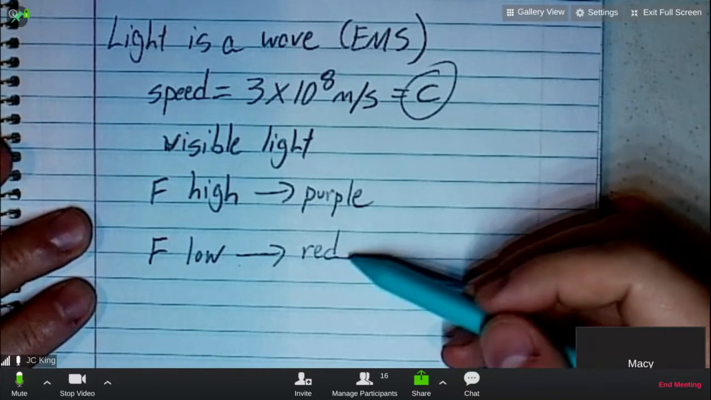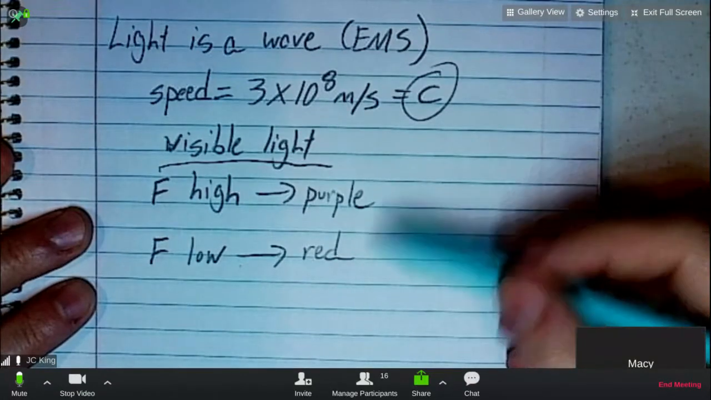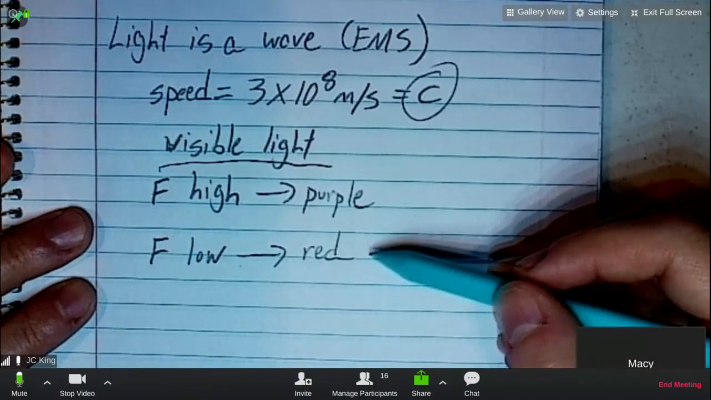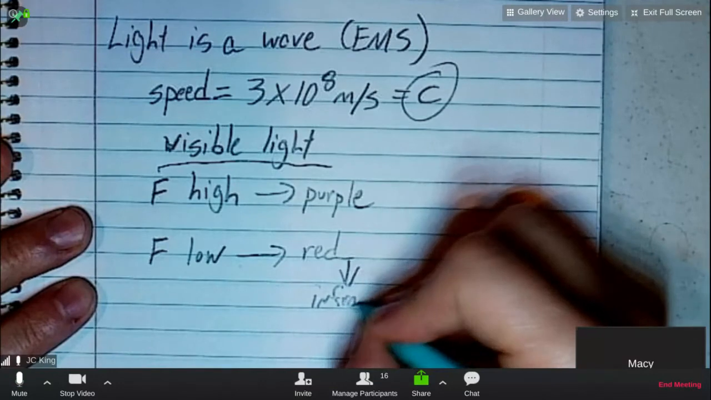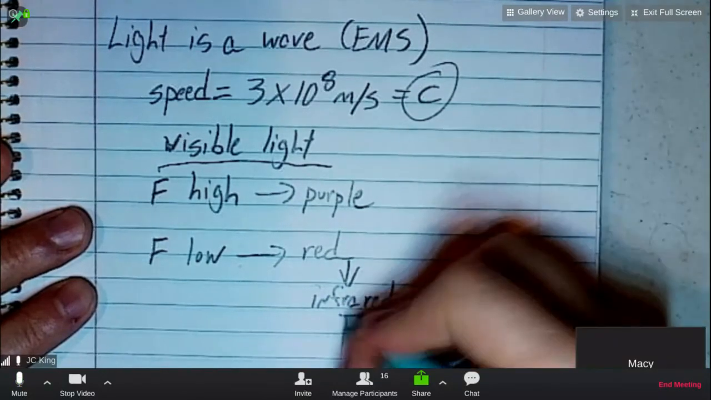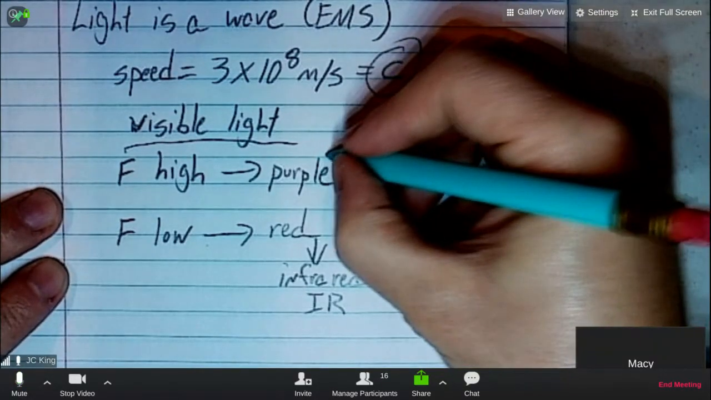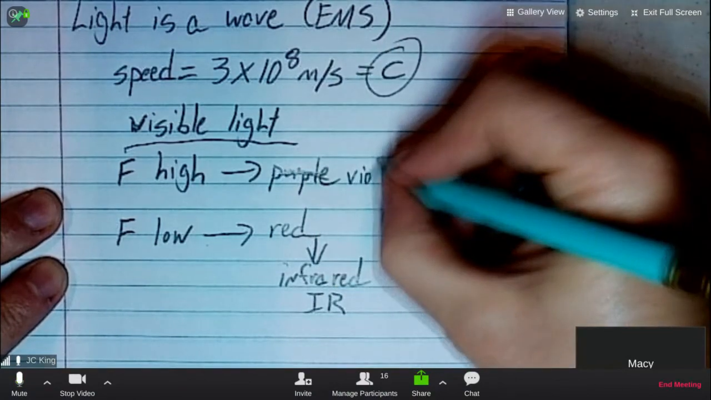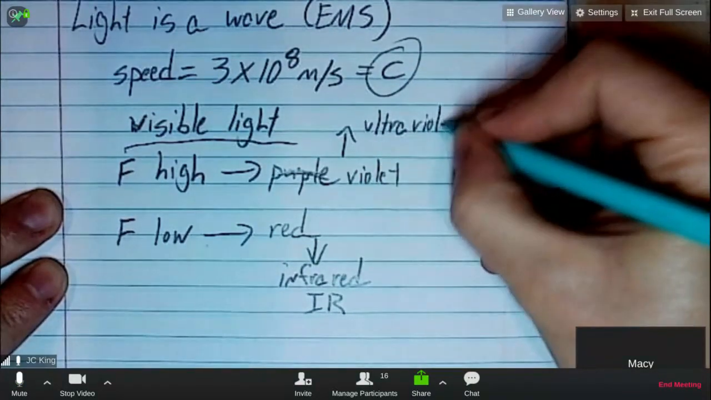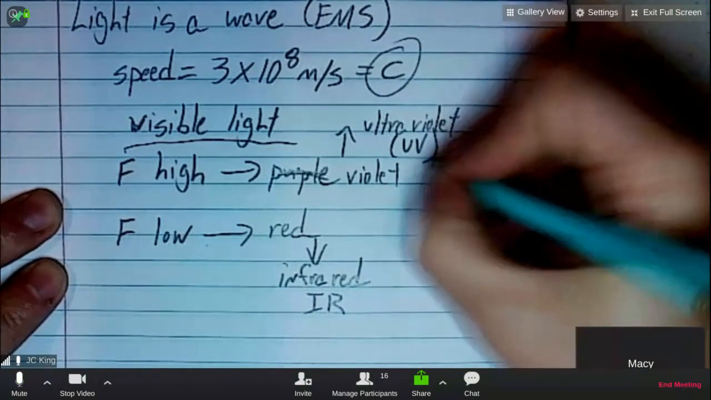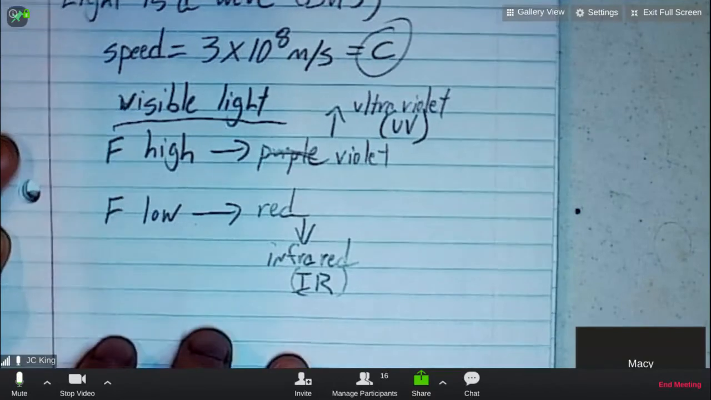There is also invisible light. If we've got visible light, there's light that is too high of a frequency for us to see and too low of a frequency for us to see. Light that is below red, we refer to as infrared, or IR. Light that is higher than violet, we refer to as ultraviolet, or UV. So that's all just to kind of put this in perspective.